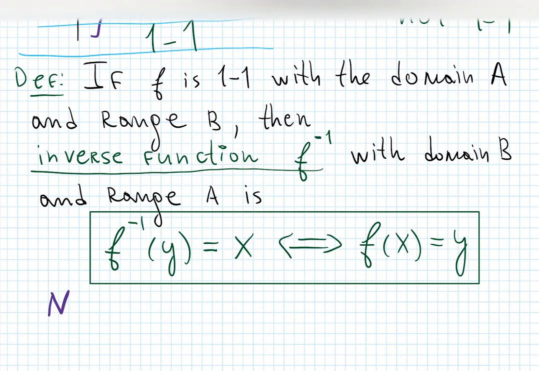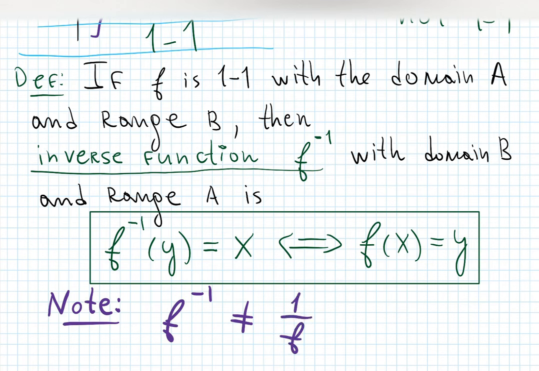Note. F minus 1 is not the same as 1 over f. Not the same. It's notation. Minus 1 doesn't mean 1 over f here. So usually if you want to do 1 over f, people put parentheses and then negative 1. If there's no parenthesis with negative 1, that means inverse.